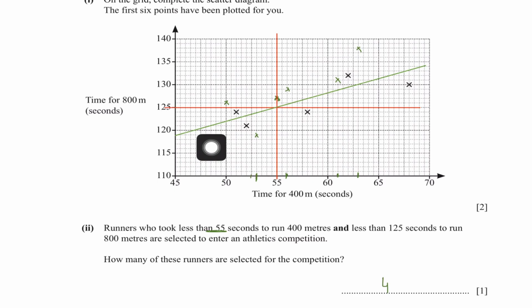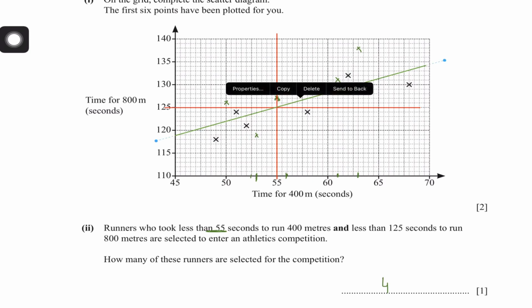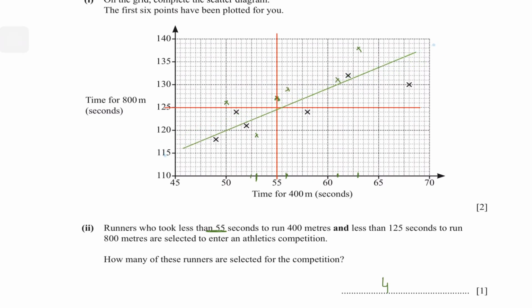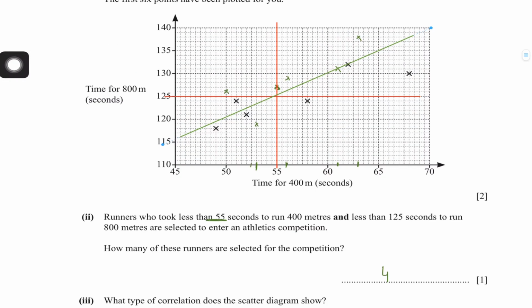Okay, so let's see. So we have 1, 2, 3, 4, 5. 1, 2, 3, 4, 5, 6, 7. No, definitely not. Let's try and change this a bit. Let's try and make it a bit more steep. Okay, let's see. So 1, 2, 3, 4, 5. 1, 2, 3, 4, 5. Yeah, very good now. So this right here is the line of best fit.